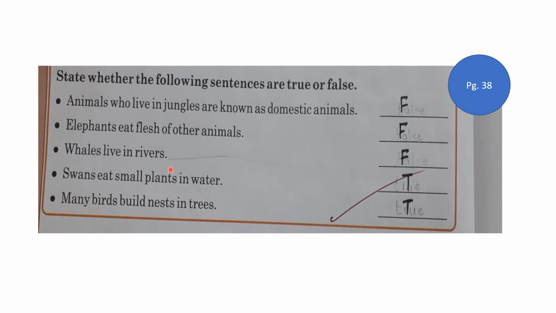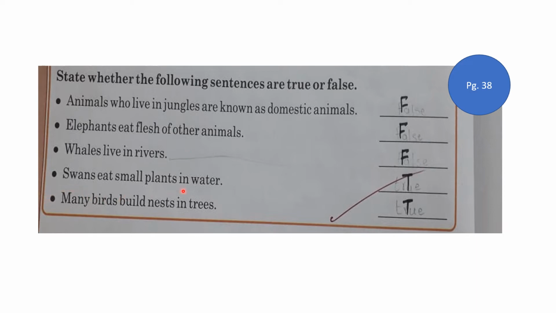Whales live in rivers. Is it true or false? This too is false. So write F in front of this sentence as well. F, or you could also write the full word false. Whales do live in water, but they live in large water bodies like we studied in the chapter. They live in oceans and seas and not inside rivers. Rivers are smaller water bodies.